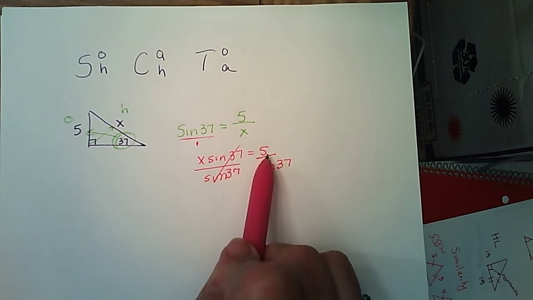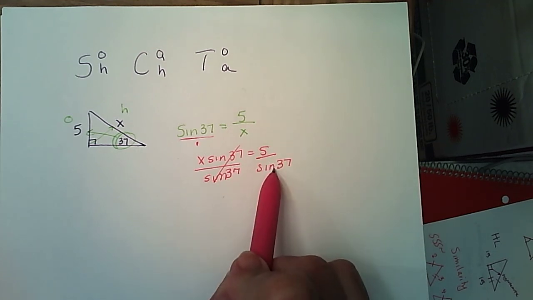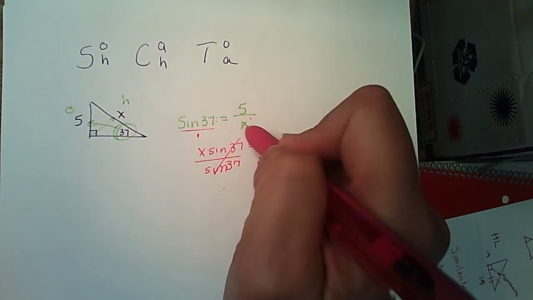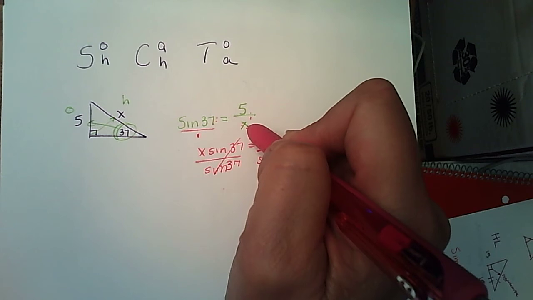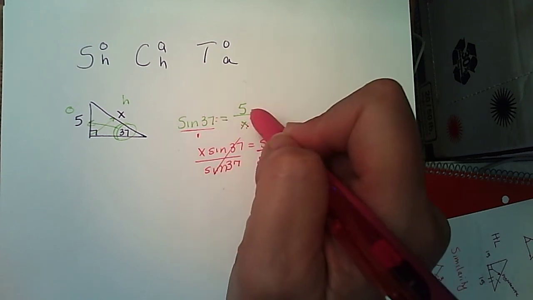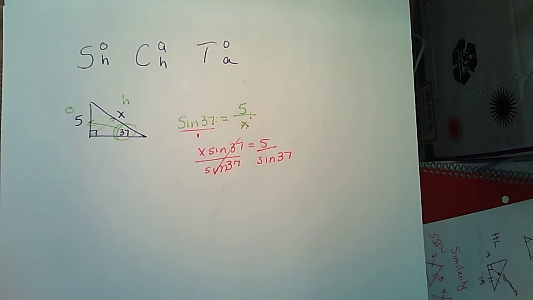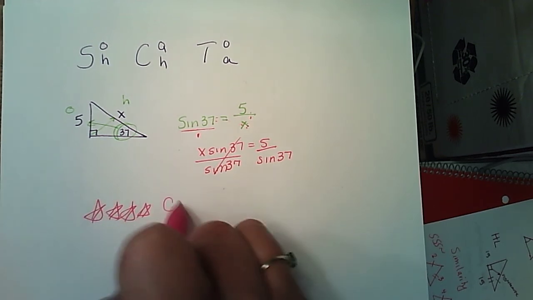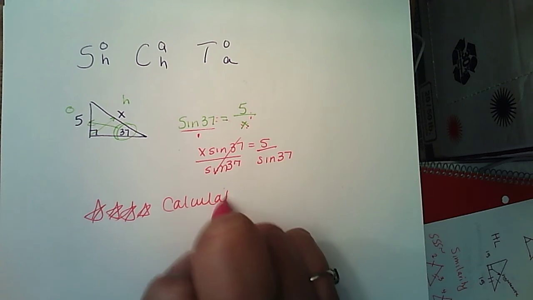So now I just divide. 5 divided by sine 37. What I tell my kids a lot too is these two can just change places. So it's just 5 divided by sine 37. If x is on the top, then the two numbers multiply. If x is on the bottom, then you can divide. But whichever way works best with you. Now, here's the big deal. Calculator must be in degrees.